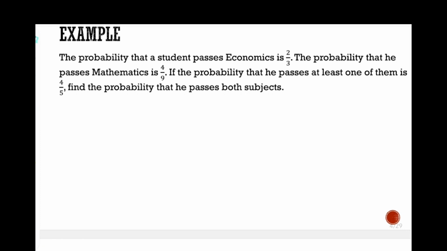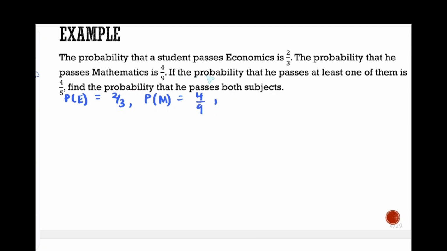They're telling us that the probability that a student passes economics is 2/3. I will summarize that information. So probability that a student passes economics is 2/3. And the probability that a student passes mathematics is 4 out of 9.